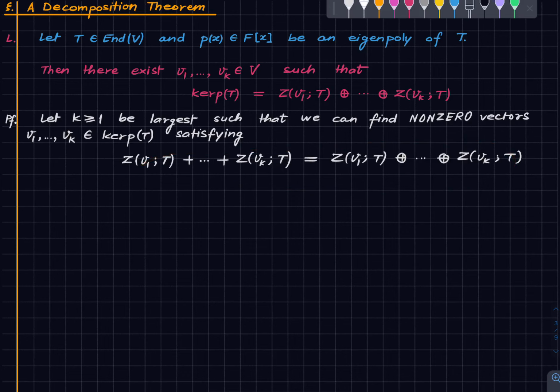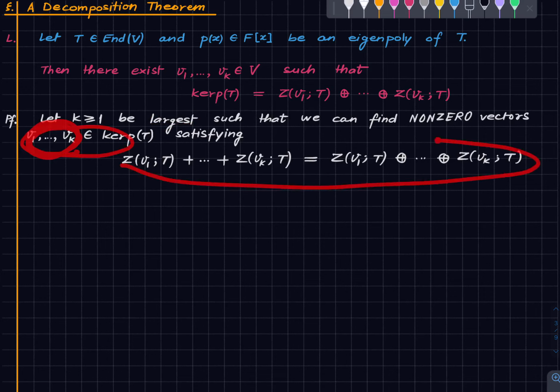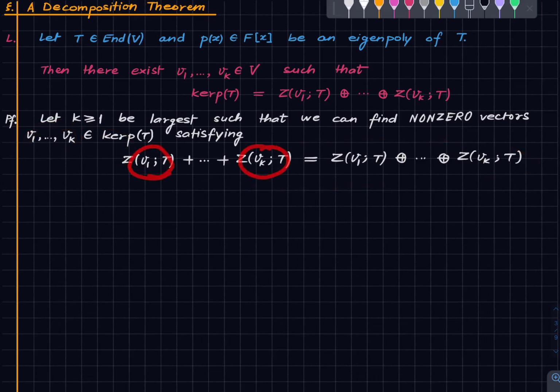One can object, why should such a maximum number exist? Maybe you can find larger and larger such lists such that this is satisfied. Well, no, because each of these has dimension at least 1, because they are non-zero vectors, so their cyclic subspaces are also non-trivial. So the dimension of this direct sum is at least k. So you cannot have an arbitrarily large list with this property, because this has some finite dimension.